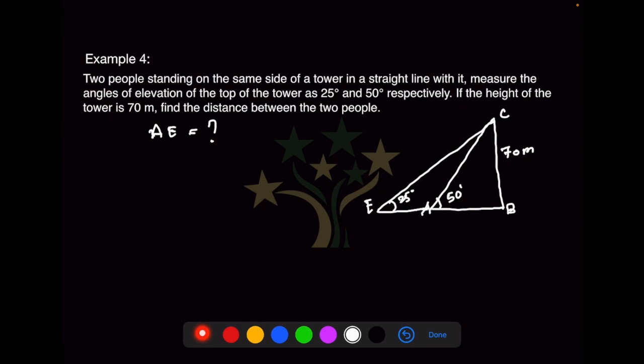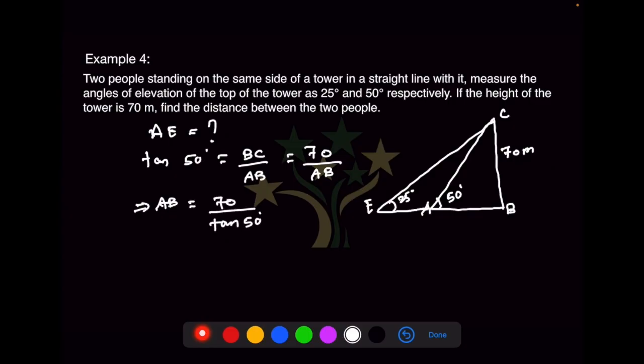So let's find out AB first. For AB, what do we do? We have tan 50 is equal to BC by AB. That is equal to 70 by AB. So AB is equal to 70 by tan 50. So tan 50 is 1.1918. So when you work it out, you get AB is equal to 58.735 meters.